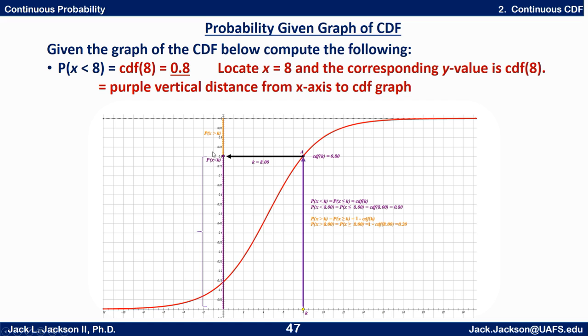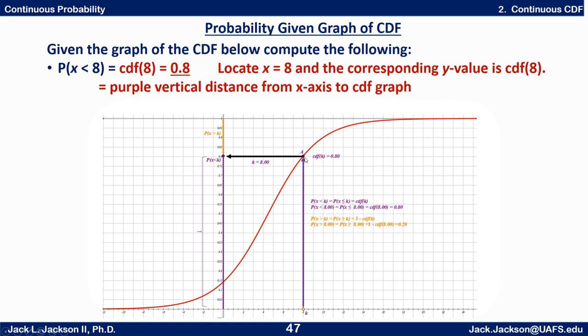So this purple vertical distance, whether it's from this point here up to that, the length of that purple arrow, or this purple distance I have here, or I have it with this bracket, that distance is the probability. So it's a vertical distance here. And in this case, that's 0.8. So it's just the y value here. That's the point on the graph, (8, 0.8). Okay, so 80% is the probability we're looking for.